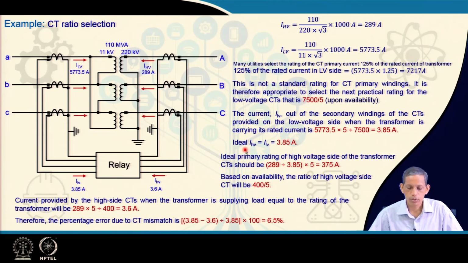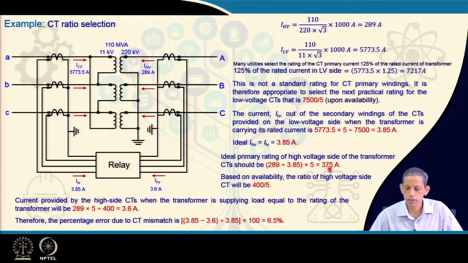Now, our choice is that ideally during normal condition the high voltage current fed to the relay should be equal to the low voltage current. If that is so, then going back to the high voltage side transformer CT connections, the corresponding 289 ampere current should be divided by 3.85, into 5 ampere type CT.